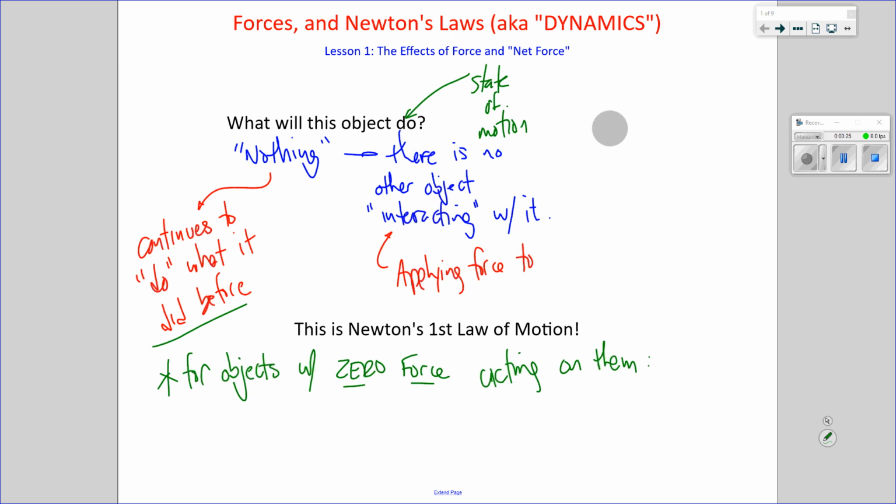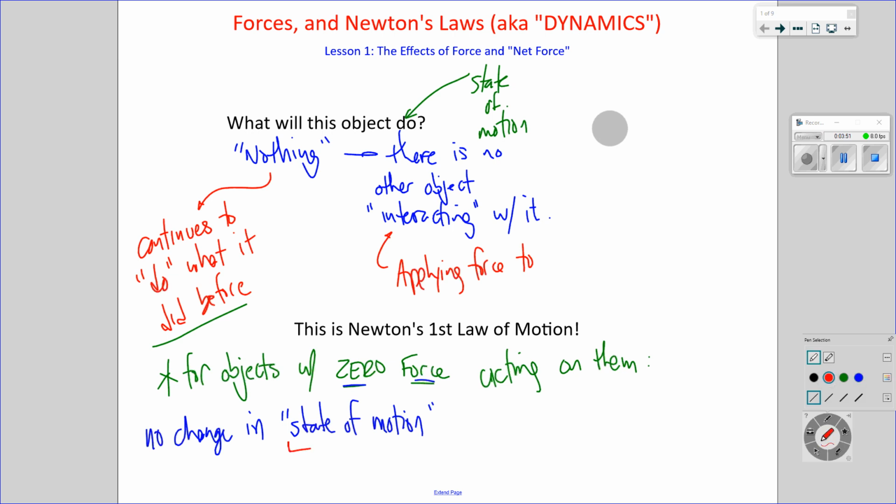So what will happen to an object's state of motion? Well, the answer is nothing. If an object has zero force acting on it, then its state of motion will not change. There is no change in state of motion. Well, what do we mean by state of motion? We can simplify that by saying the word velocity.